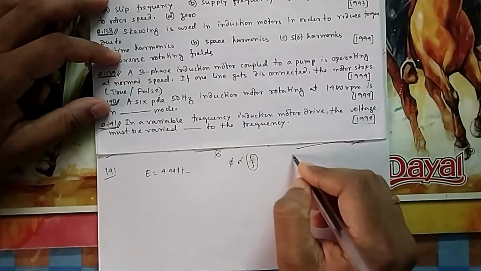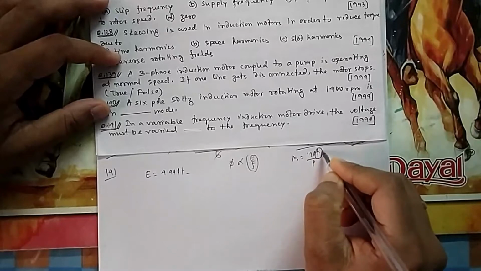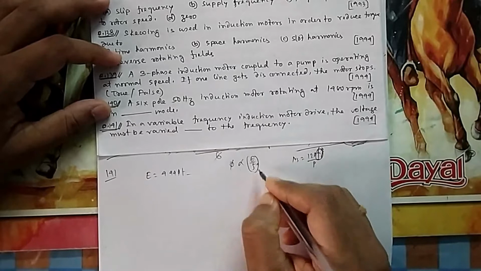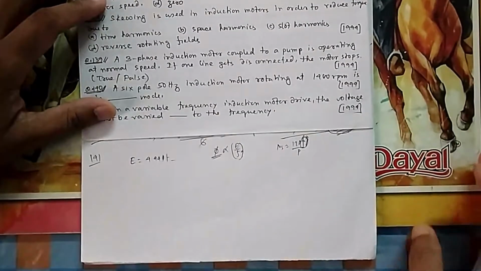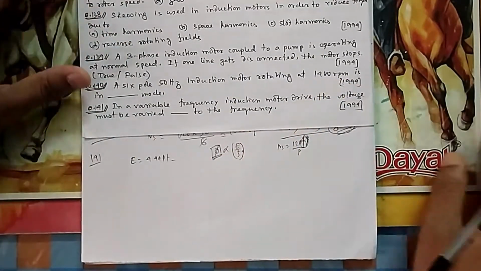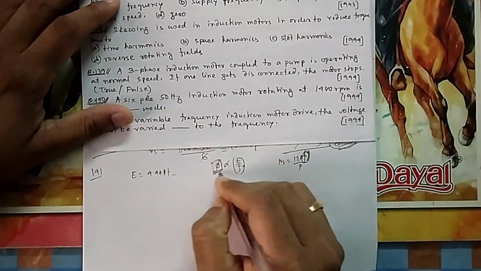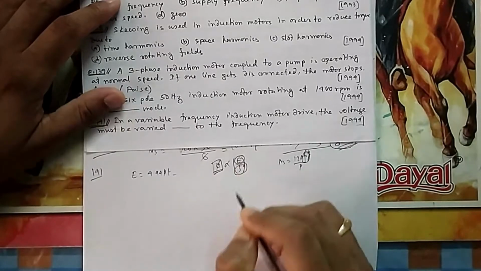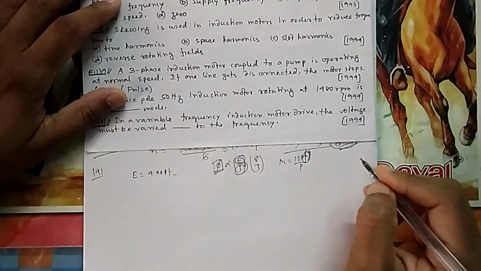In an induction motor, your speed is equal to 120 F by P, and it can be controlled by changing F. Whenever you change F, there is a chance of changing this phi, which will change this equation E and all other things. So generally phi is kept constant. Like your transformer, I told you it is mostly a constant flux machine. To make it constant, if you are changing the flux, accordingly you have to change E. So that's why this ratio V by F is always kept constant.